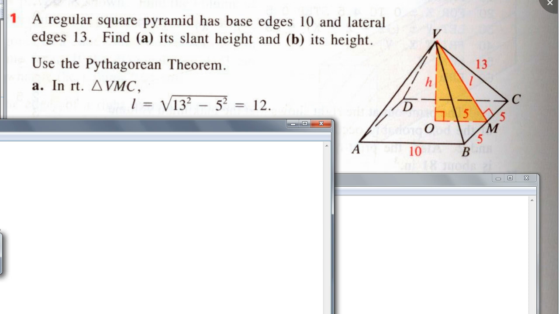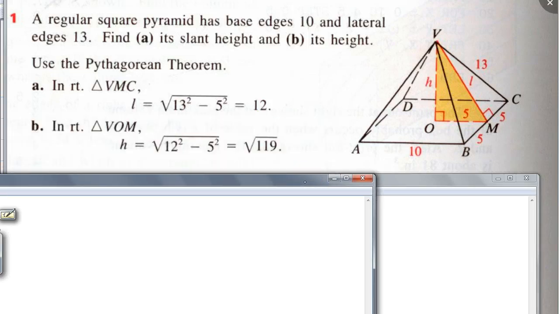So we need to use again the Pythagorean theorem. H squared plus 5 squared is equal to L squared, which is 12 squared, 144. So then when you solve, did anybody get the answer? What did you get? How many people got it? What did you guys get? All right, the answer should be square root of 119.